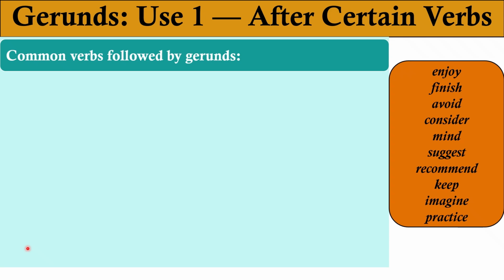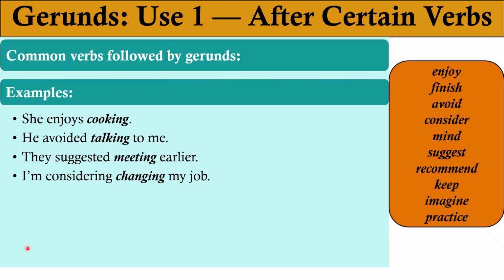Here are a few examples. She enjoys cooking. He avoided talking to me. They suggested meeting earlier. I'm considering changing my job. In all of these sentences, the gerund, the verb with -ing, is the direct object of the main verb.